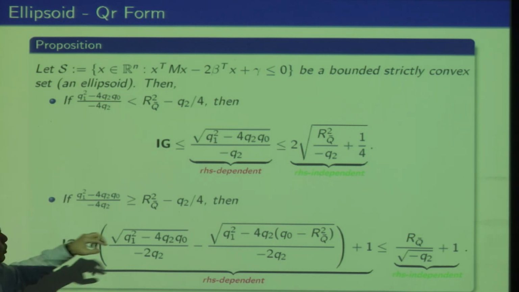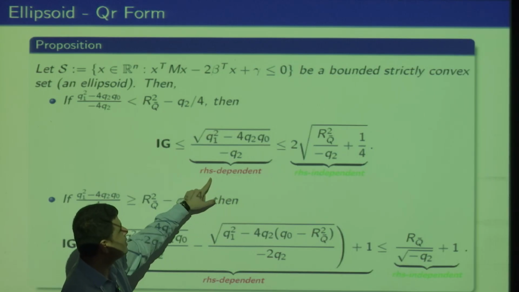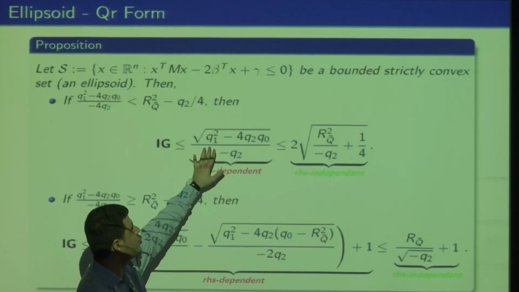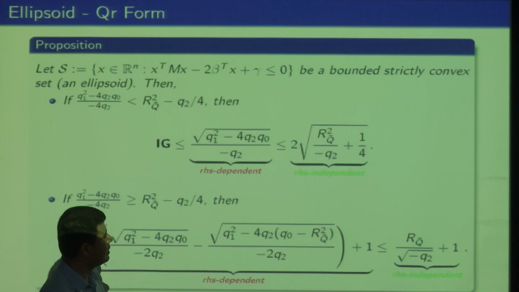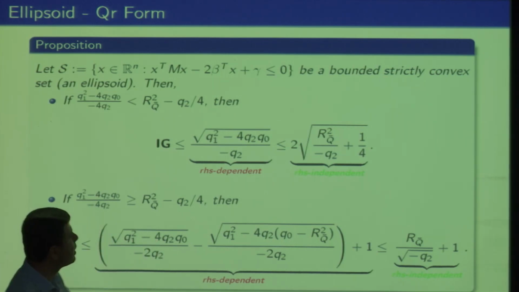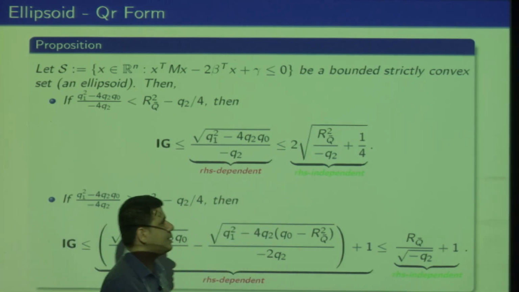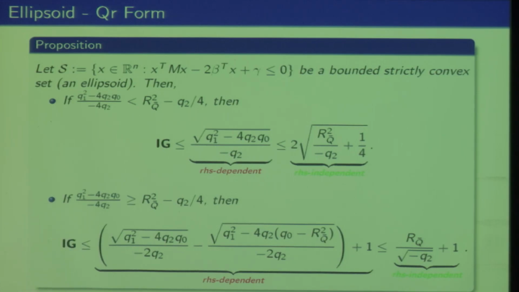In the first regime, you get a bound which is right-hand side dependent because all these Q0s and Q1s show up. Actually, the proof is sort of easy, although the expressions look tedious. And you can play with this and get a right-hand side independent bound as well. In the second regime, the expression is even uglier, but you can still get a right-hand side independent bound. The interesting thing is that the right-hand side independent bounds depend on which regime you are at.